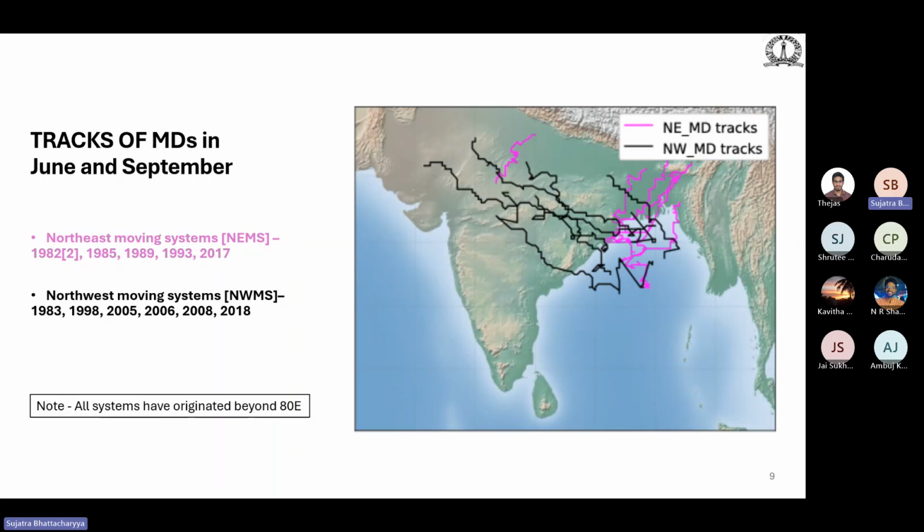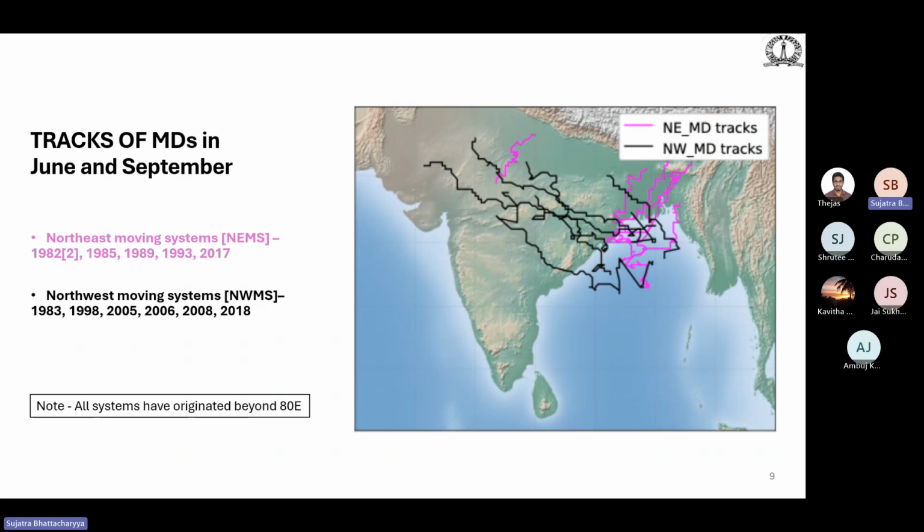Now the number of systems is fairly low as compared to our typical northwest moving patterns, but still we wanted to look more into the anomalous cases in order to understand the depressions better. So for our study, we have considered these 6 cases of northeast moving depressions, as shown by this magenta color track. And similarly, for a comparative study, we have also randomly considered 6 northwest moving systems, which is shown by this black track. And note that all these systems are in June and September. So our time domain is mostly in the months of June and September. And all these systems originated beyond 80 East.